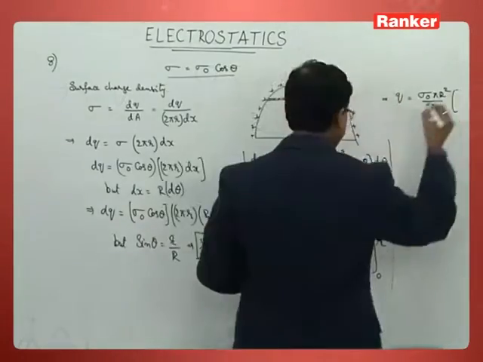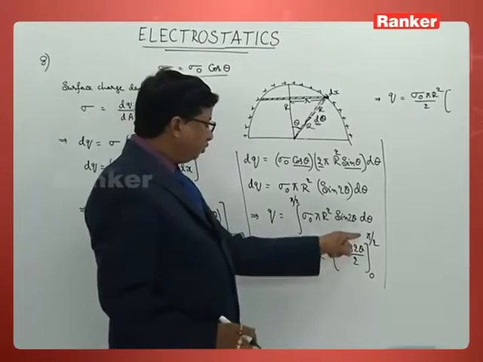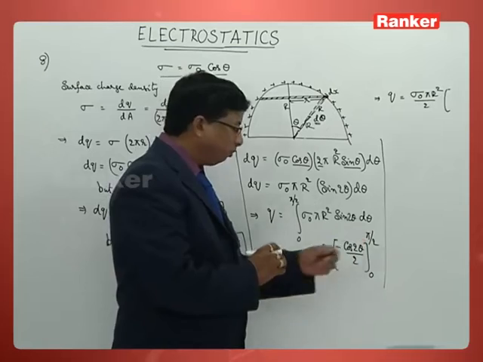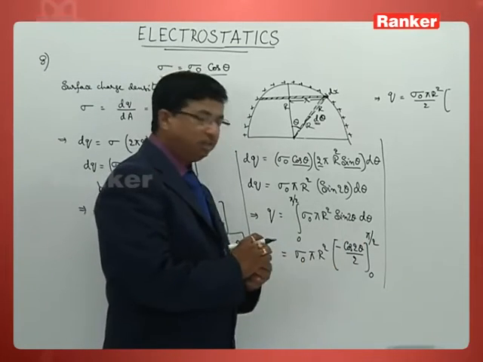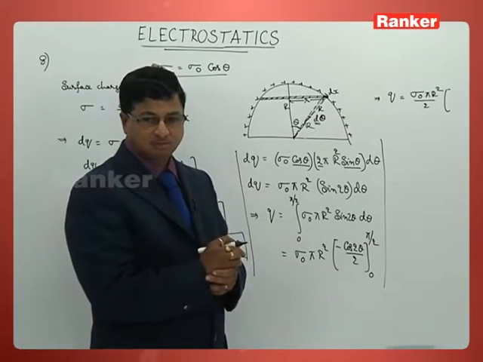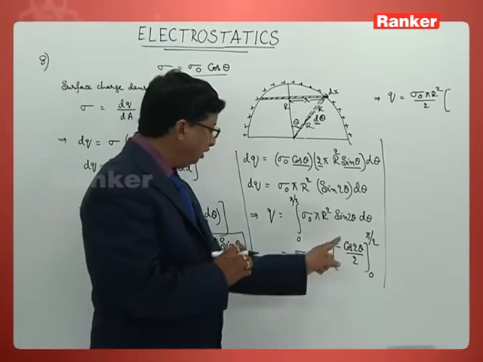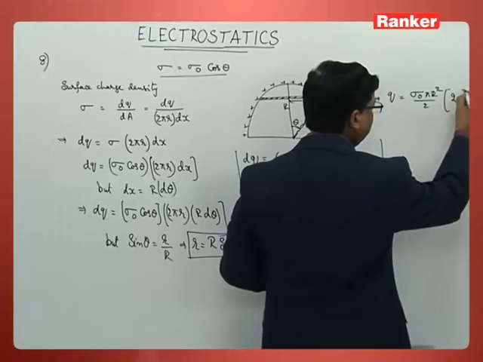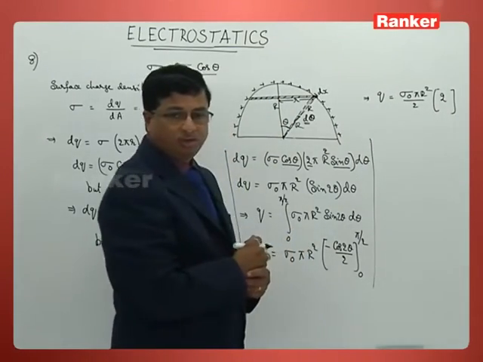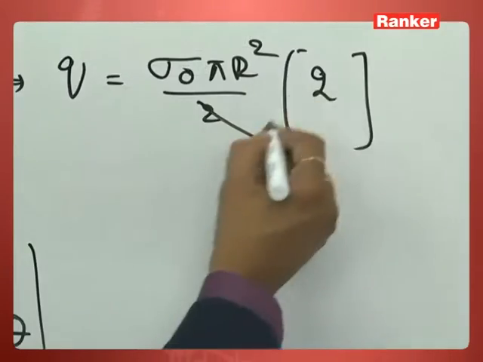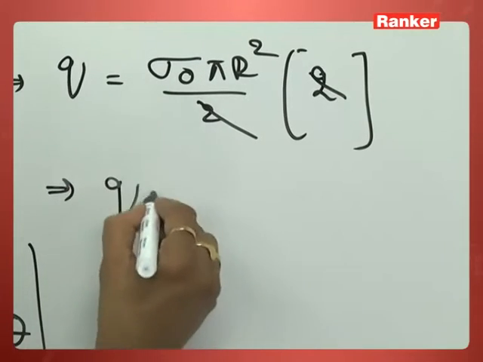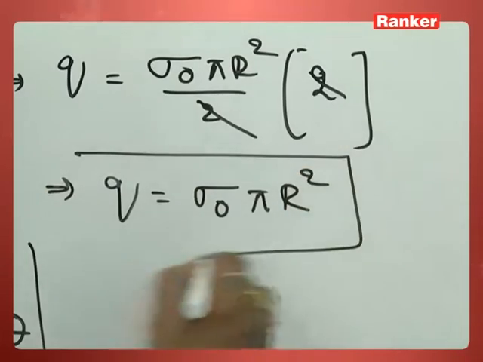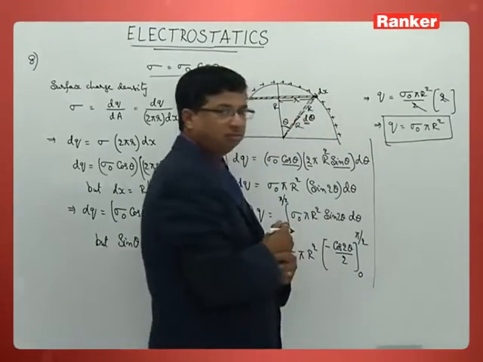Till that extent it is okay. Now cos 2 theta, that too with a negative sign. Theta is pi by 2. Cos 180 is now minus 1. So what happens to this one over here? This becomes 1 plus 1, it now becomes 2. That is the concept. So overall, this 2 gets cancelled. So what is left over? Charge on this one is sigma naught pi r square. This is the actual charge.